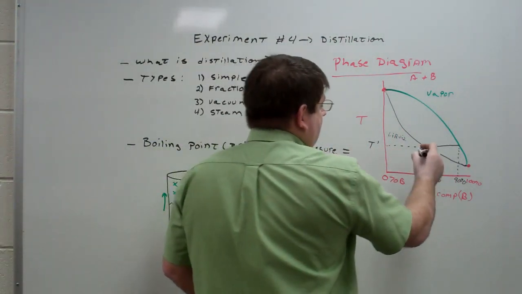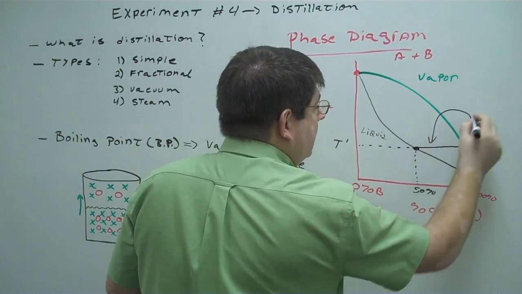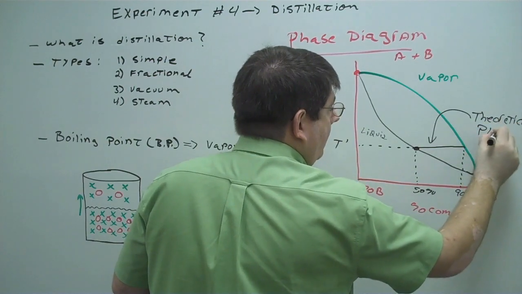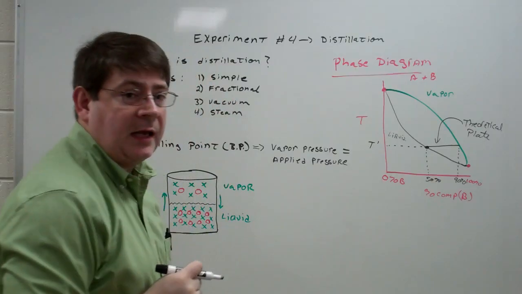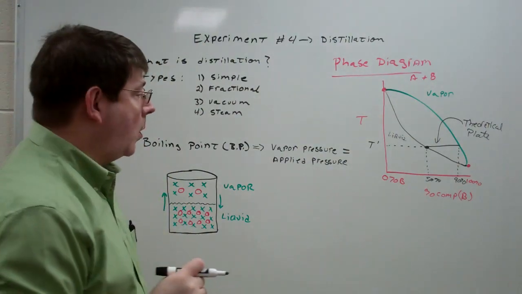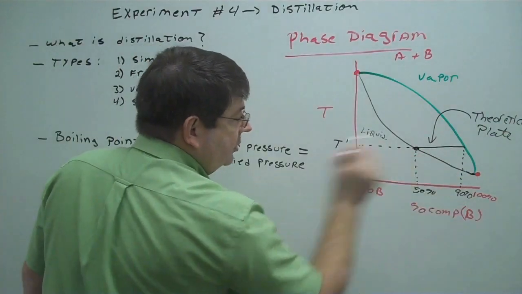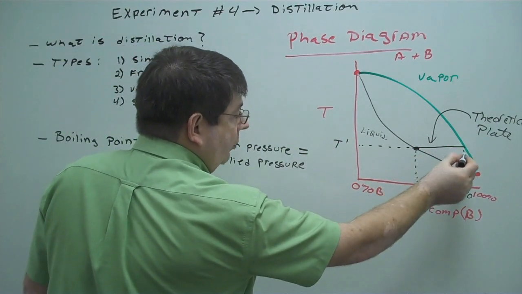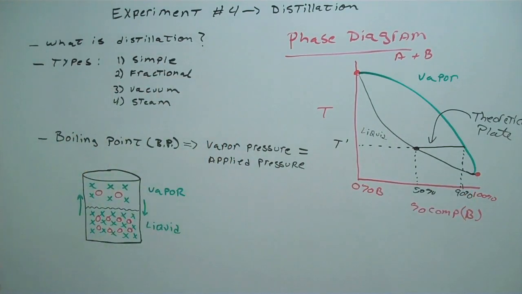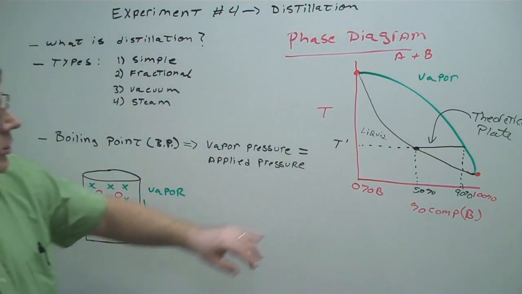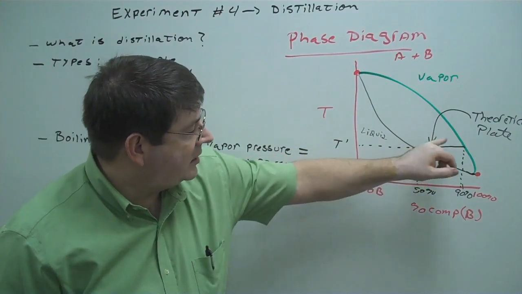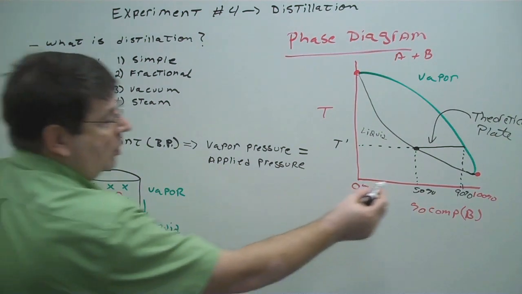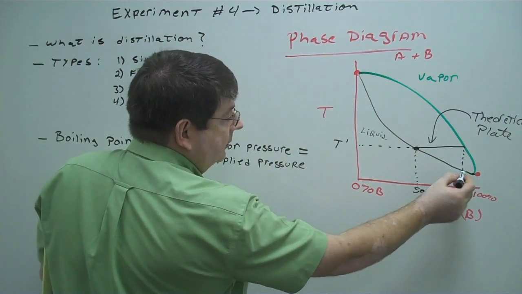What we need to look at here is this solid line that we have drawn here is known as a theoretical plate. And simple distillation, by definition, is one theoretical plate. So it's one boiling condensation cycle. So we heat the mixture up till it boils, gives us a vapor, then we recondense that down to a liquid again and collect that in a separate flask. Using our distillation apparatus that your TA is going to talk to you about, and this is known as a theoretical plate.